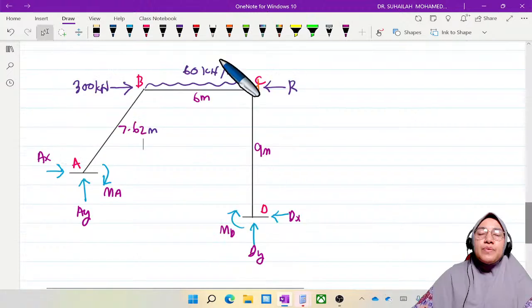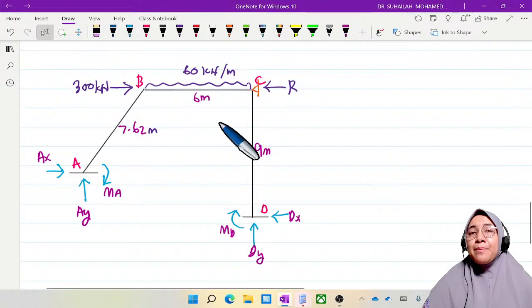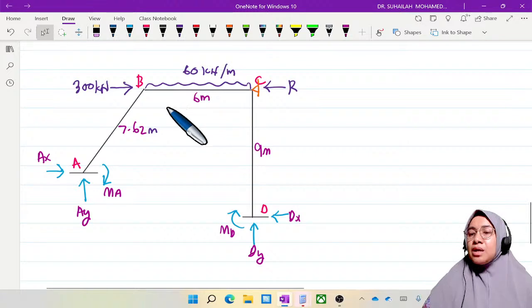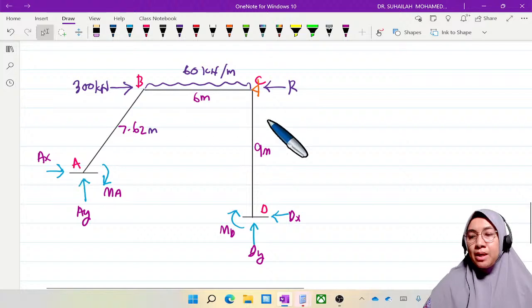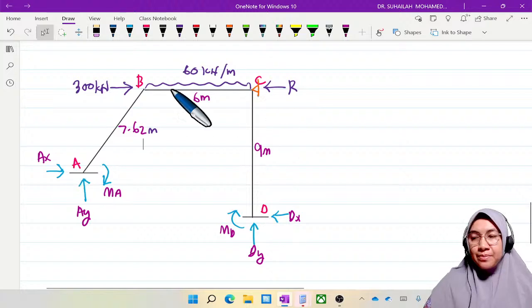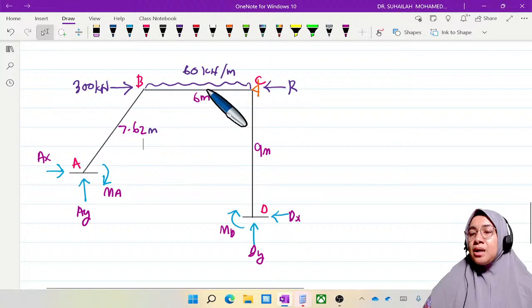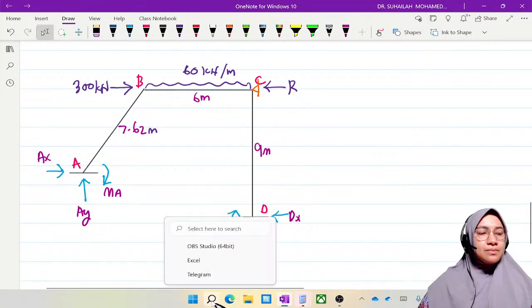So we will continue to do the analysis of end moment using table number 1. Of course, the fixed end moment for this frame will be for member BC only. There's no FEM for AB. There's no FEM for CD. FEM is for member BC only. So we will do the distribution table now.